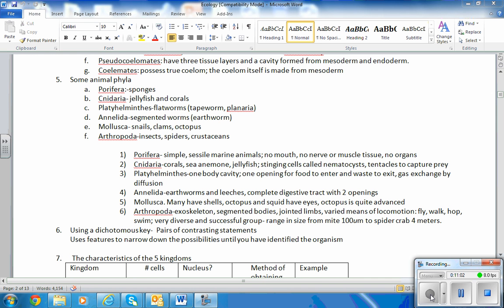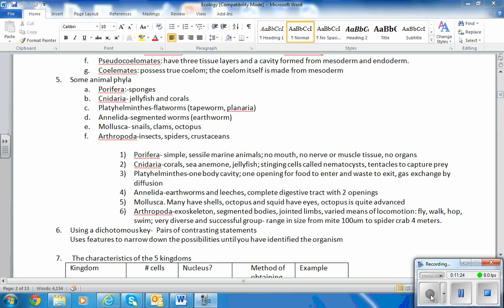So that's different from flatworms. That's another reason why earthworms are more sophisticated than a tapeworm. Okay? Mollusca, so these have shells. With the exception of octopus and squid, they don't have a hard shell. But octopus is definitely going to be the most complicated organism in this grouping.